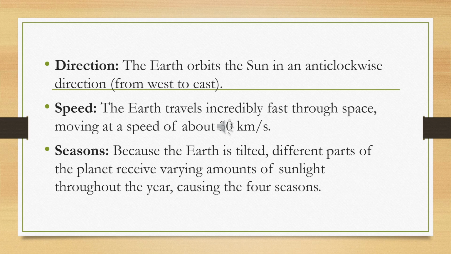So you should know that the Earth orbits the sun in an anti-clockwise direction, which means from west to east. The Earth travels at about 30 kilometers per second. Because the Earth is slightly tilted, different parts of the planet receive different amounts of sunlight throughout the year, which leads to the 4 seasons.